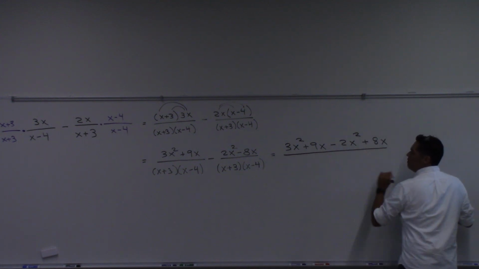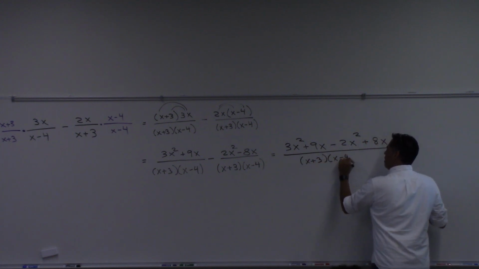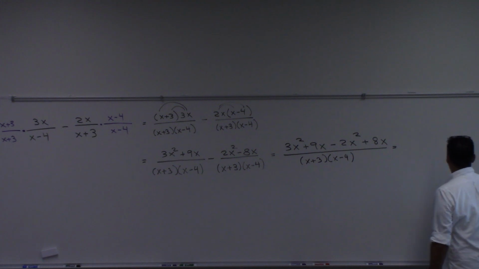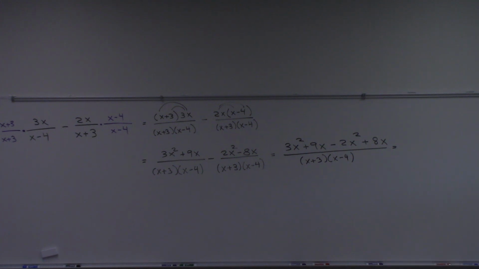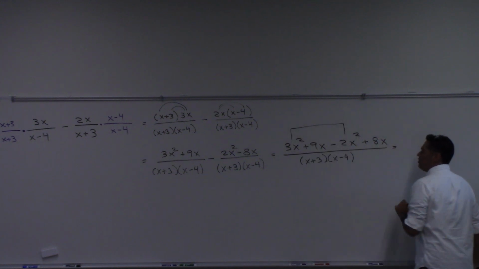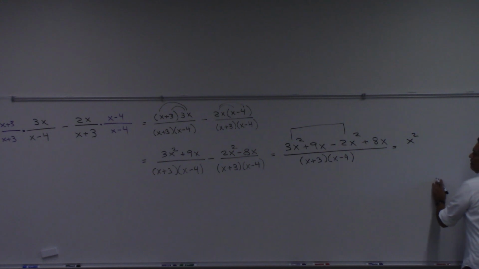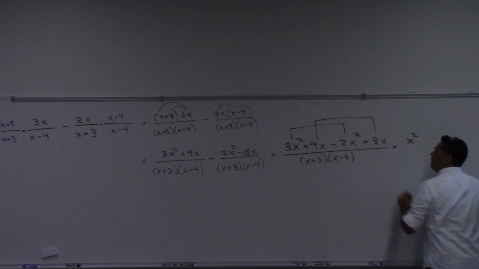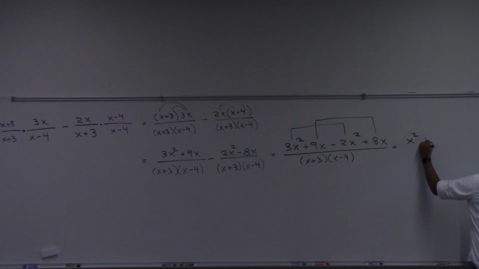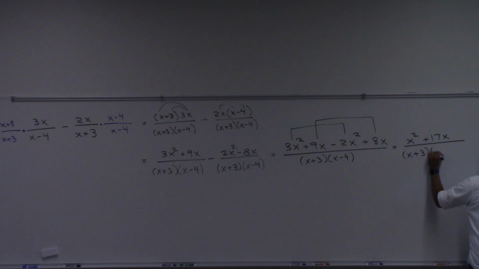And then over my common denominator. And final step, maybe, is to collect like terms. So these two are like terms. 3x squared minus 2x squared is just x squared. And then here and here, that's what? 17x. And then all of that over my two factors here.